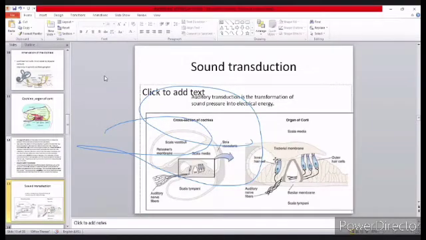Someone is playing music in the background. That's nice music. Mute it for now.